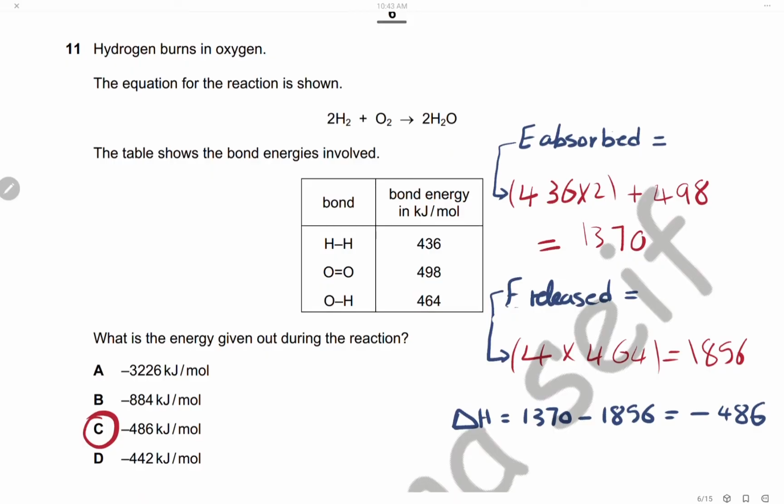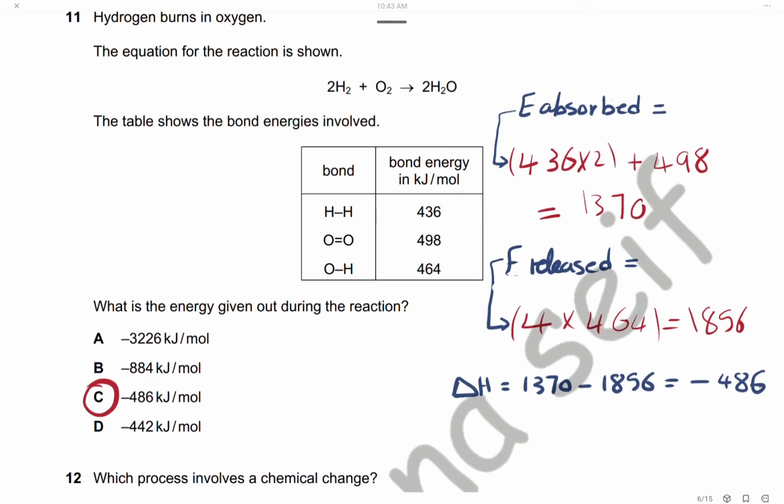Question 11. Hydrogen burns in oxygen. The equation of the reaction is shown. Here the table gives the bond energies involved in the reaction. We will calculate the energy change of the reaction, which will be the energy absorbed to break the bonds of the reactants minus the energy released to form new bonds in the products. So here the energy absorbed is the energy needed to break 2 molecules of hydrogen. So we will multiply 436 by 2, then 1 molecule of oxygen. Here the bond energy is 498.